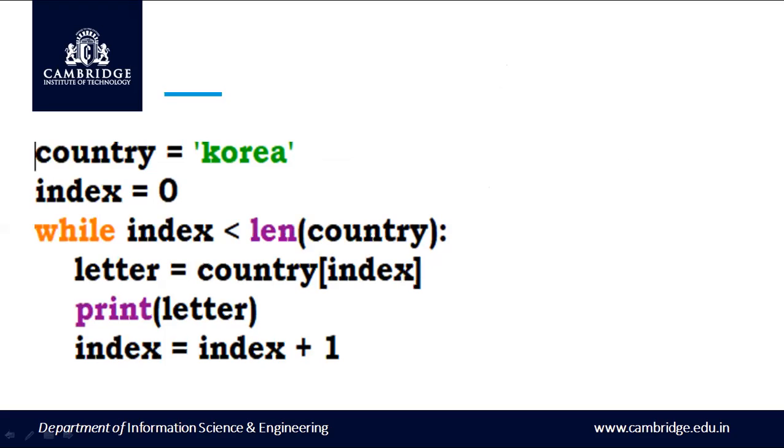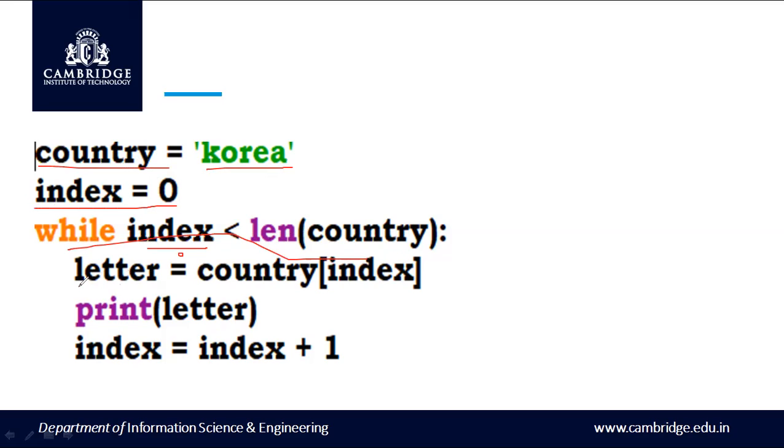Here is an example of traversing through the string Korea using a while loop. Again I have this variable country which has the string Korea. I also initialize another variable, index, with 0. While index is less than the length of the country: what is the value of index? Index is 0, and the length of the country is 5. So the while condition is true because 0 is less than 5. It enters the while loop and executes the statements one by one.